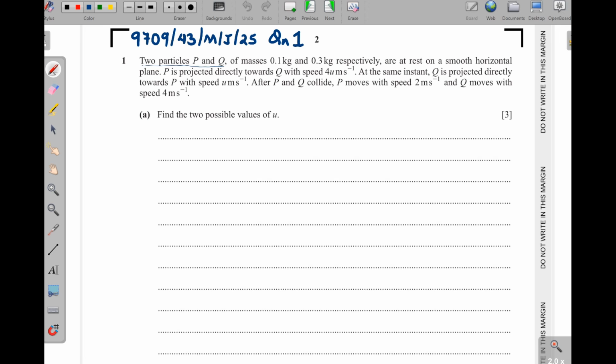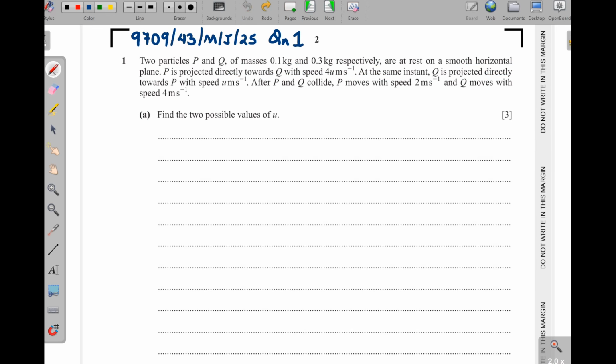Two particles P and Q of masses 0.1 kilograms and 0.3 kilograms respectively are at rest on a smooth horizontal plane. P is projected directly towards Q with a speed 4u meters per second. At the same instant, Q is projected directly towards P with a speed u meters per second. After P and Q collide, P moves with speed 2 meters per second and Q moves with speed 4 meters per second. Part A, find the two possible values of u.